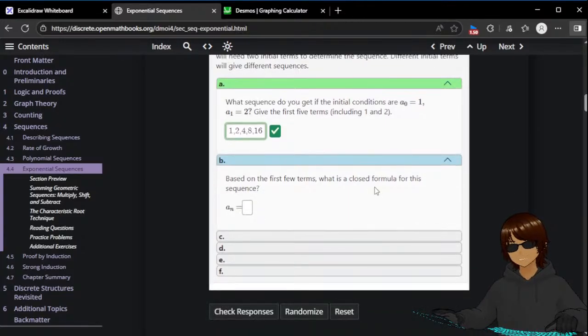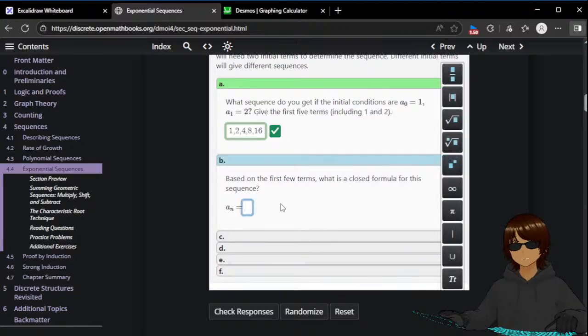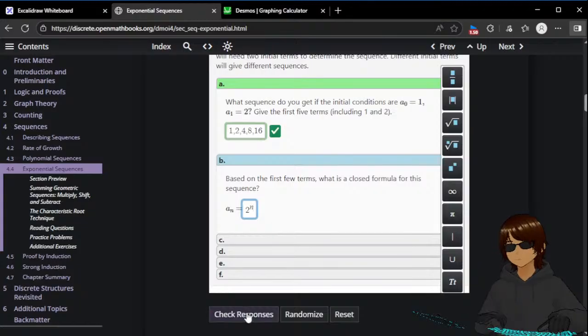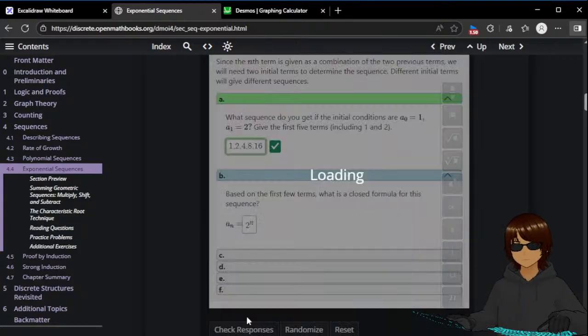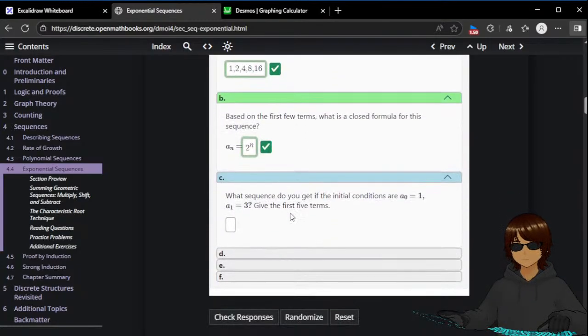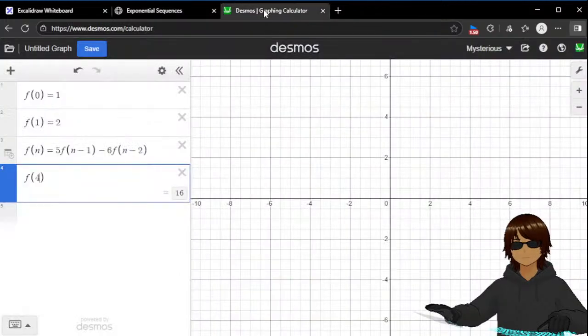Based on the first few terms, what is the closed formula for this sequence? 2 to the power of n. What sequence do you get if the initial conditions are A0 is equal to 1 and A1 is equal to 3?